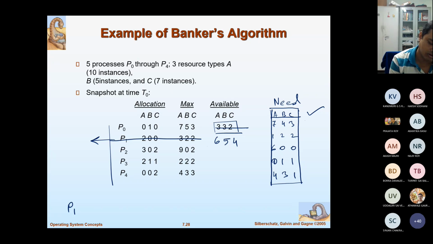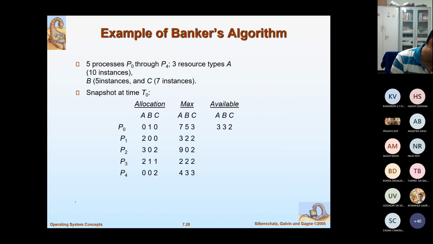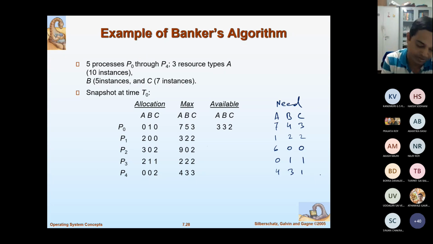Sir, when we are giving everything, like P1 needs 1, 2, 2 more. Oh, sorry, I erased the need matrix. Did anyone write it down? Yes, sir: 7 4 3, 1 2 2, 6 0 0, 0 1 1, 4 3 1. So this is the situation, right?